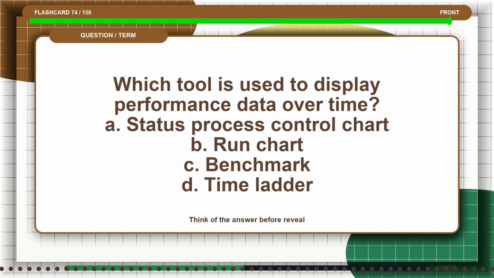Flashcard 74. Which tool is used to display performance data over time? A. Statistical Process Control Chart. B. Run Chart. C. Benchmark. D. Time Ladder. Think of the answer before the reveal.